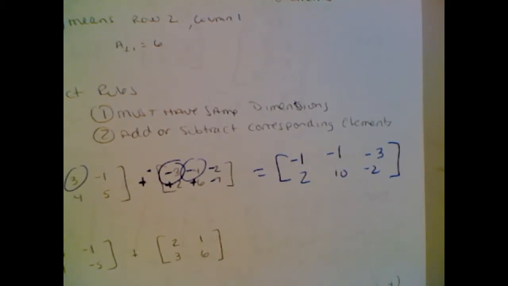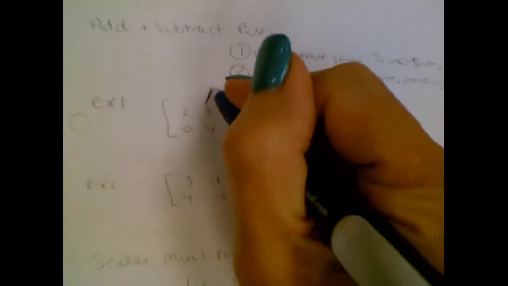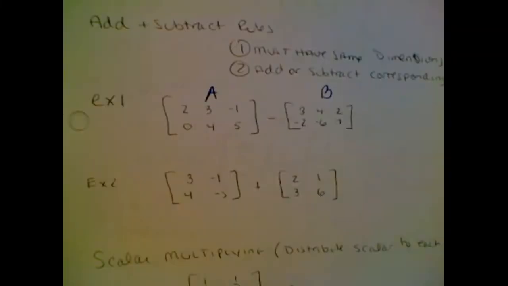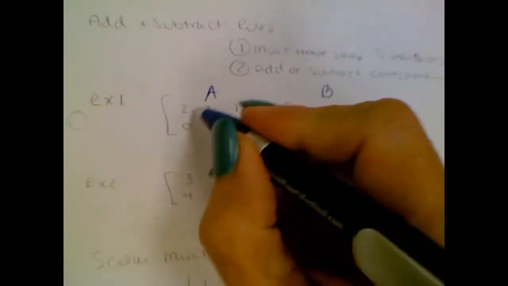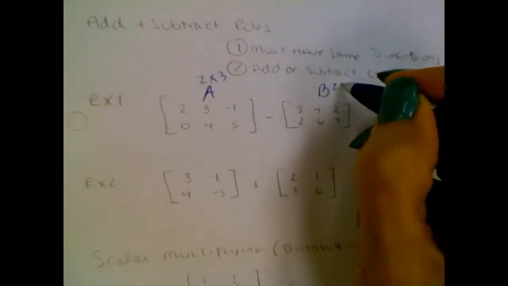Now, do you want to try this on the calculator? Sure, let's try it. So what you're going to do is, I'm going to go back to the originals. Here's the originals again. So we're going to call this matrix A, and we're going to call this matrix B. This is a 2 by 3. Do you understand that? 2 rows, 3 columns. They're both 2 by 3s.